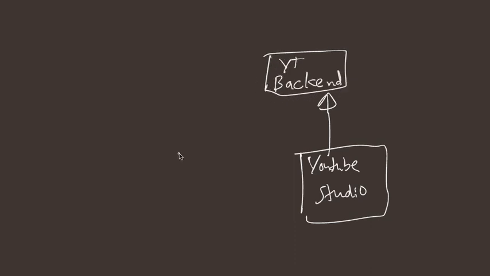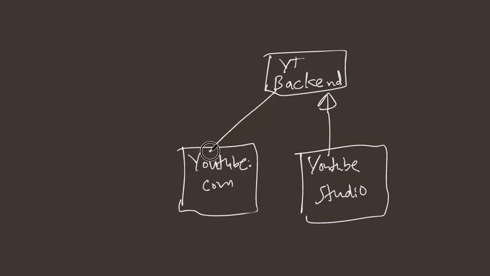So to start, let's start by understanding how the YouTube ecosystem works. So you have your YouTube Studio where you upload your videos, right? Now, when you upload a video with all the details like your title, your description, it goes to the YouTube backend. And then when a viewer visits youtube.com and comes across your video, the youtube.com website pulls the information from the YouTube backend, like your video title, the number of views, the number of likes, and everything, right? So all this comes from the YouTube backend.